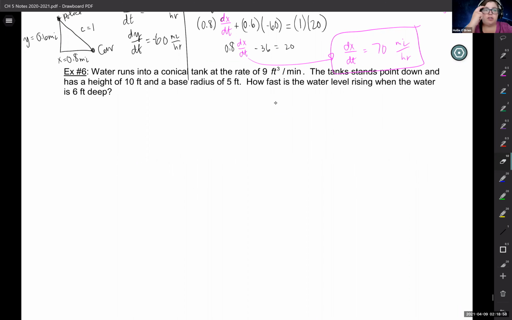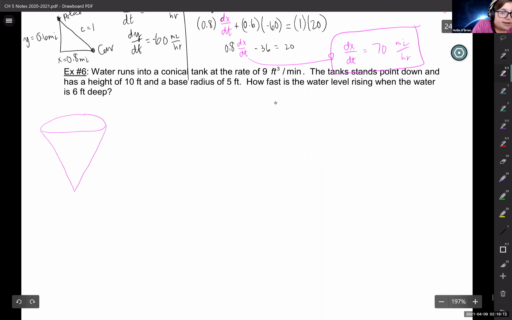Let's draw a picture. So it says conical, not to be confused with comical. It's a cone. That's all it is. This is a cone. It's a tank that is a cone. A little funnel type thing. All right. So this is my little cone. Let's see. We know the rate. Okay. So water's going into the tank at a rate of 9 feet cubed per minute. I'm just going basically word by word, sentence by sentence.